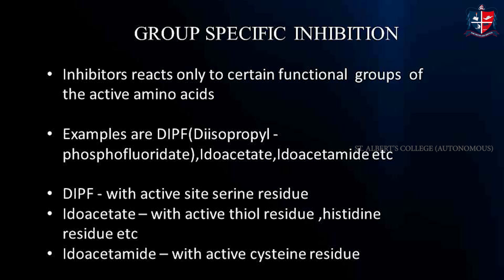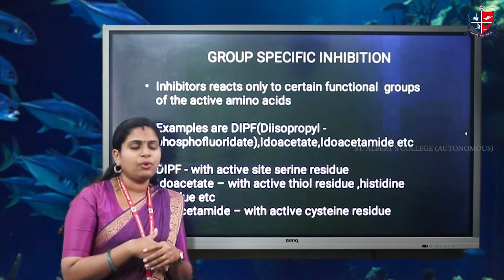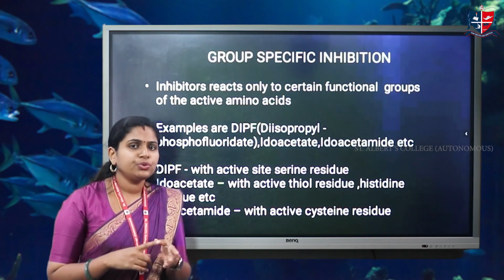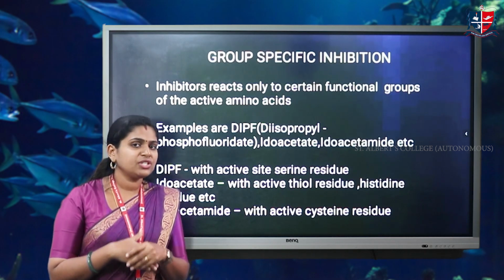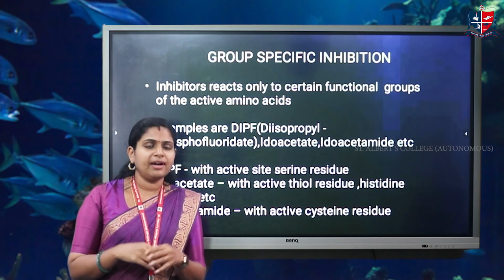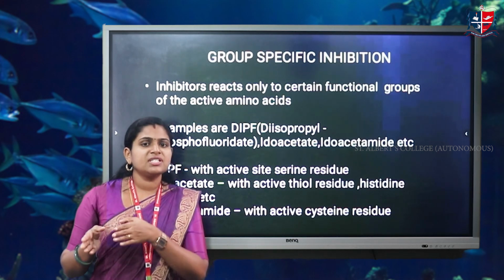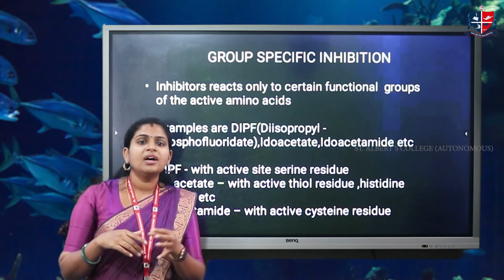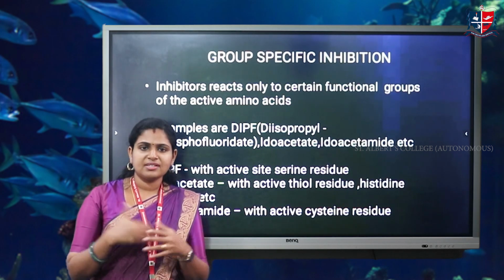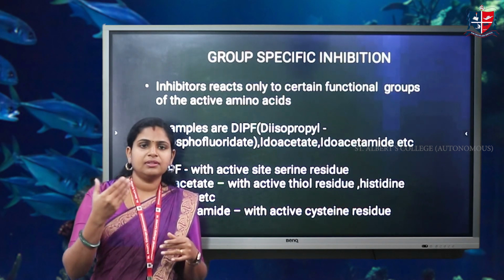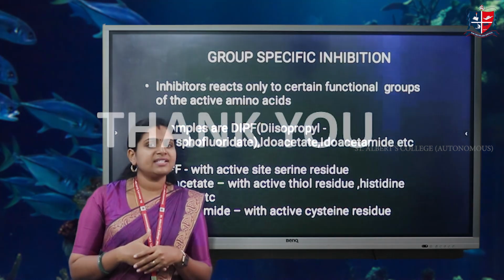Okay, this is all about enzyme inhibition. I will repeat once more. Enzyme inhibition is classified into two: reversible inhibition and irreversible inhibition. Reversible inhibition is again classified into three types: competitive, uncompetitive and non-competitive, whereas irreversible inhibition is classified into group specific and suicide inhibition. In this class we have already discussed all the different mechanisms of enzyme inhibitors towards a particular enzyme.